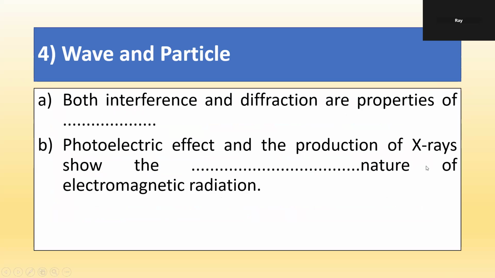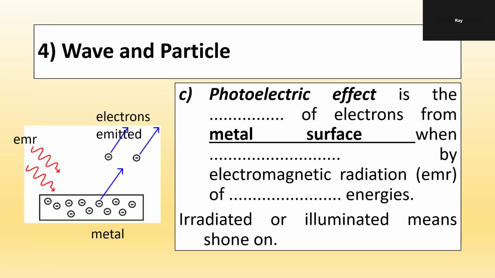What is photoelectric effect? Photoelectric effect is the emission of electron from metal surface. The key is metal surface. When illuminated by electromagnetic radiation of certain energy, not all energy, certain energy. That means certain frequency will cause emission. As you have seen, visible light doesn't cause emission on zinc plate. Sometimes people use irradiated, which means the same thing.